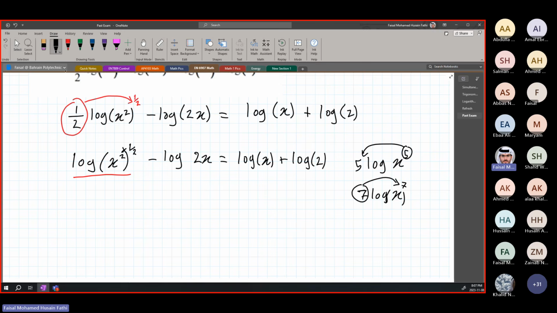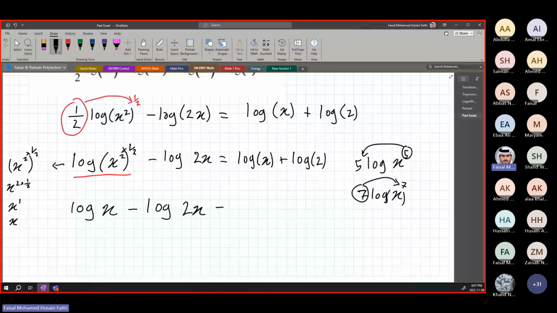So if we do it on the side here, x to the power of 2 to the power of half. When we multiply this, it's going to be 2 times half, which is equal to 1. So x to the power 1, which is simply x. Okay? So we could just say this is the log of x minus the log of 2x is equal to log of x plus log of 2.